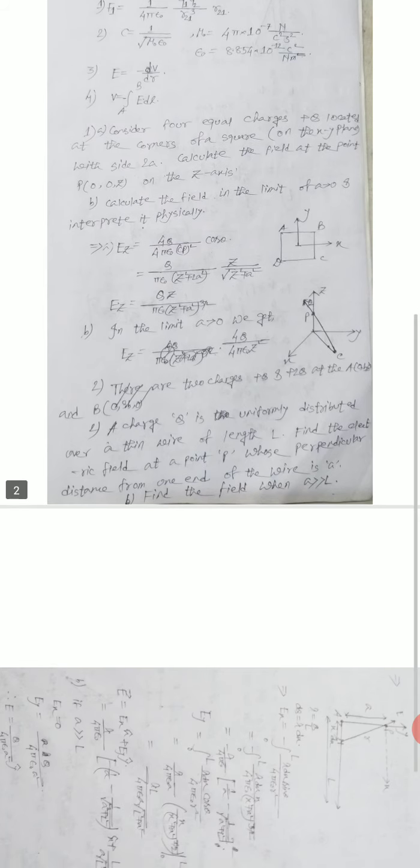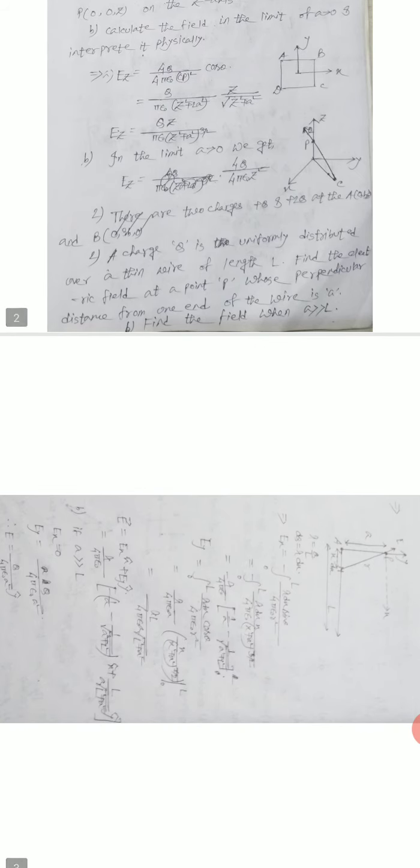And there is another question. A charge q is uniformly distributed over a thin wire of length L. Find the electric field at a point P whose perpendicular distance from one end of the wire is a, and find the field when a is very much greater than L.